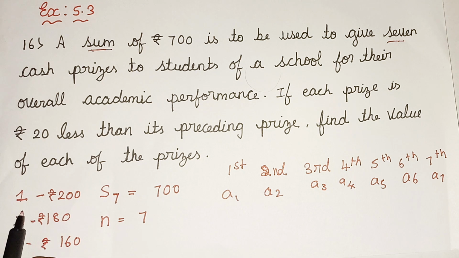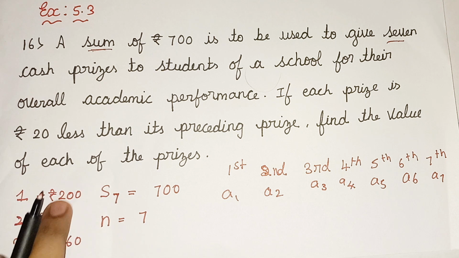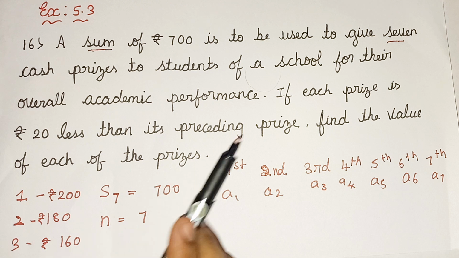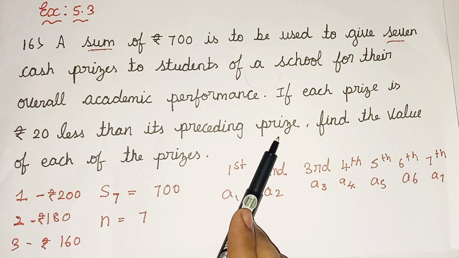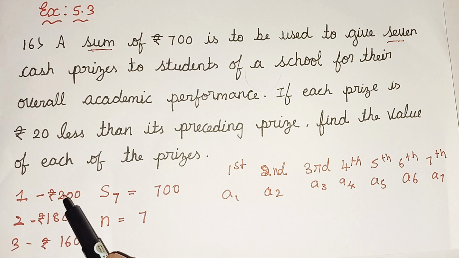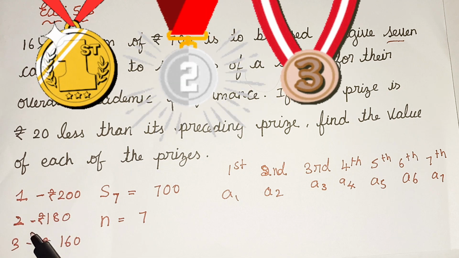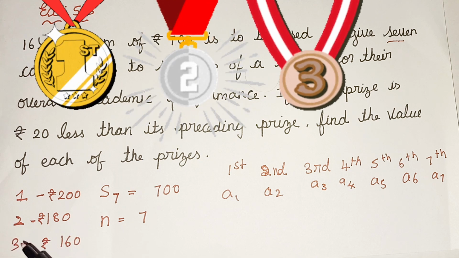Why? Because whoever scores first rank will get a large amount. For second rank, a little bit lesser than the first rank, and for third rank, they will give cash that is lesser than second rank. So here you can see the difference, right? For first it is 200, a large amount, and 180 a little bit smaller amount, like that. So if each prize is rupees 20 less than its preceding prize, what does it mean? The meaning is this only. For the first rank, they'll give a large amount, for second rank a smaller amount, and for third rank smaller than the second amount. That is the meaning of this.